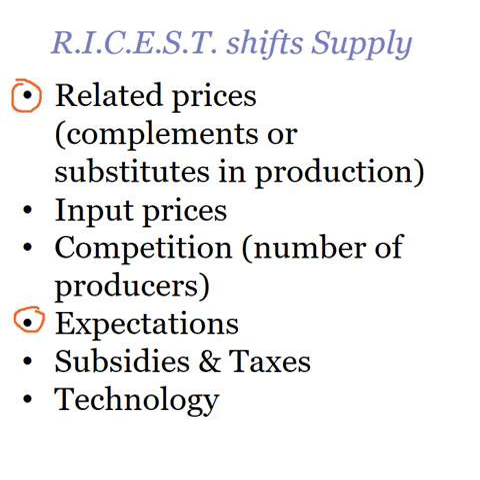The next shifter of supply is I for input prices. Inputs are goods that go into producing other goods. They're ingredients and raw materials. C stands for competition. This is the number of producers producing the good. When we had that example where more coffee growers decided to produce coffee, that was a change in competition, the number of producers, and that did shift the supply line.